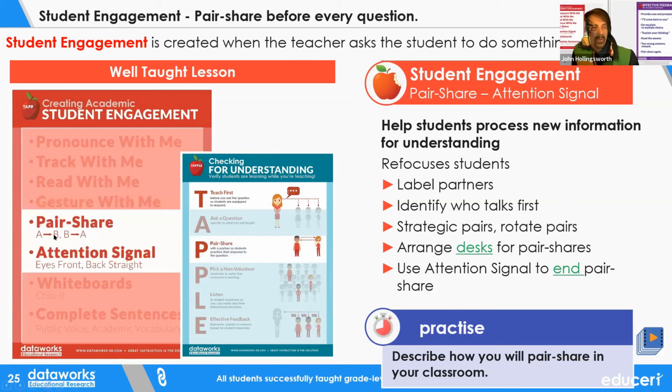We've got two strategies now. Let's read them together. Pair share, A to B, B to A, attention signal, eyes front, back straight. So you've seen us use pair shares several times today.